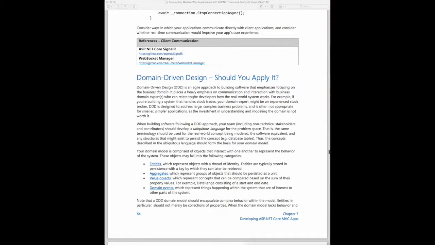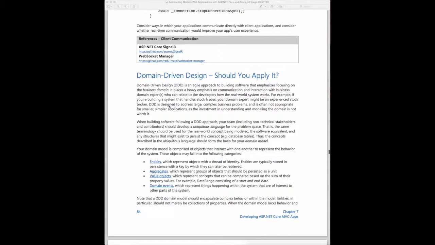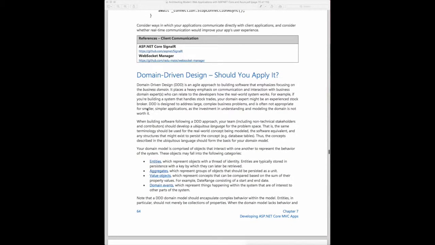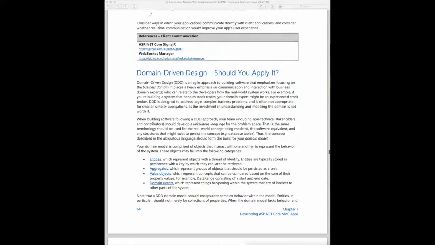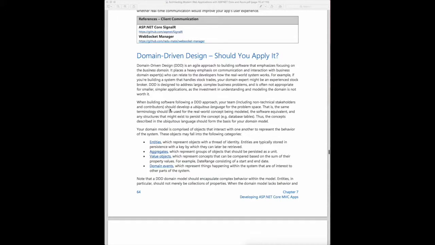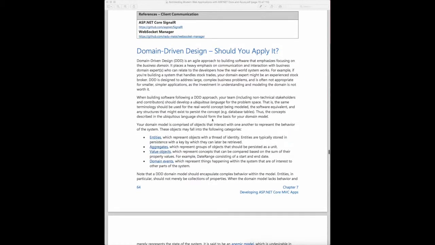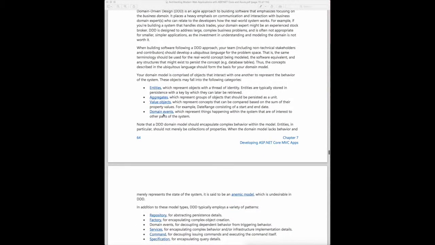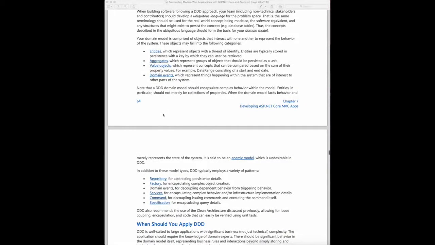Domain driven design. Domain driven design is an agile approach to building software that focuses on the business domain. A lot of the time, business people are talking about business terms. They are talking about invoices, payments, and we are talking about databases, objects. So domain driven design is about coming up with a common language which business people and technical people understand. We cannot talk in different languages.